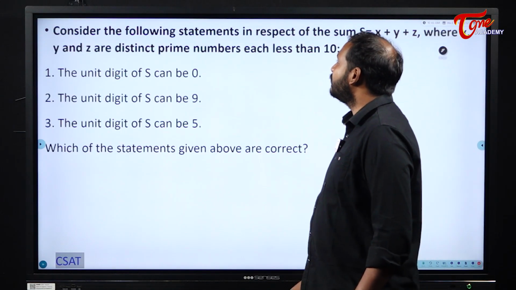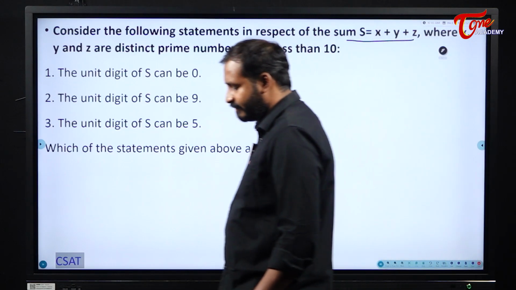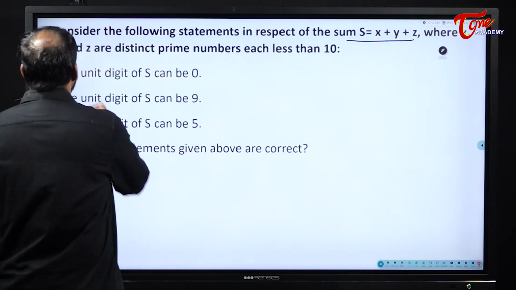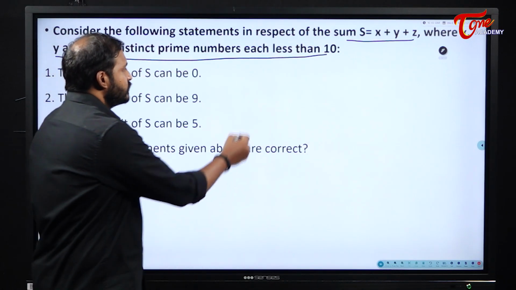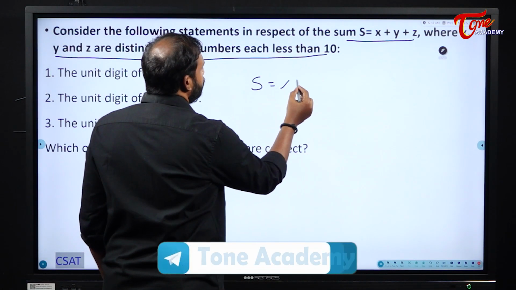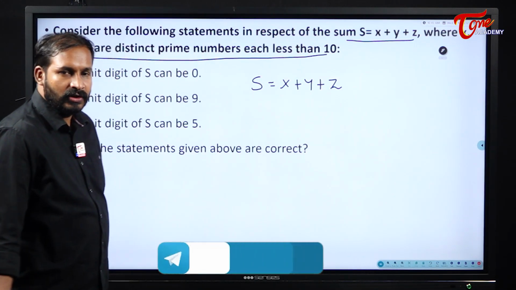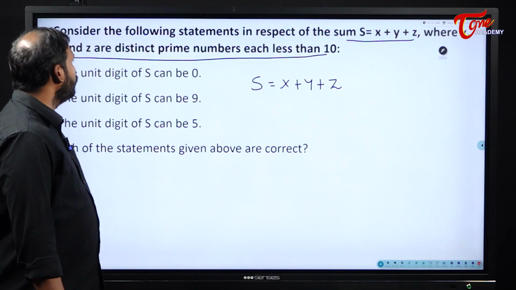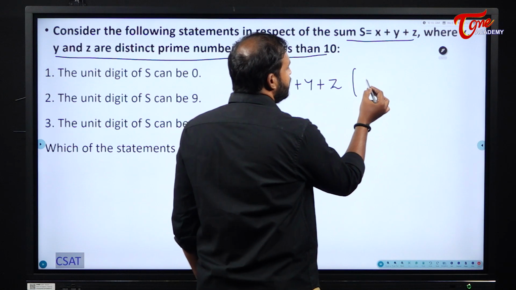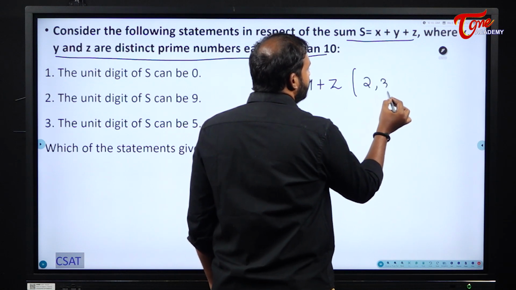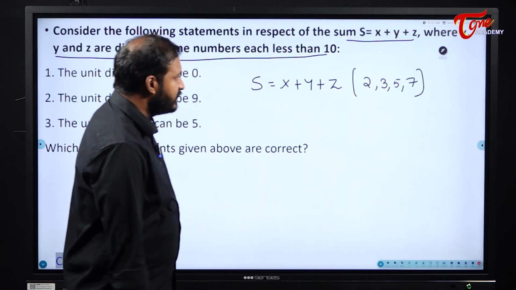Next one. Consider the following statements in respect to the sum S equal to x plus y plus z, where x, y, z are distinct prime numbers each less than 10. So what they are telling here is S is equal to x plus y plus z. Now they are distinct prime numbers less than 10. So tell me what are the prime numbers which are less than 10? We have 2, 3, 5 and 7.